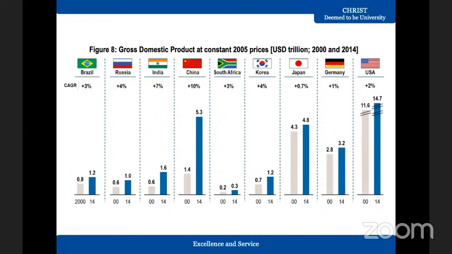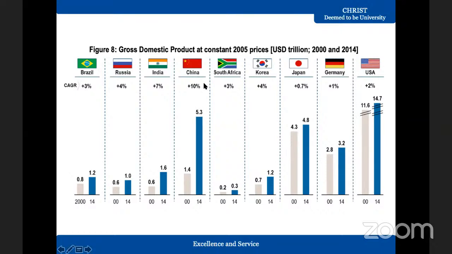So that talks about GDP, gross domestic product, at constant 2005 prices, in terms of US dollar trillions till 2014. When you see the graph on the extreme right, United States of America, they are leading in the globe, right? So when compared with 2000 and 2014, even though they have 14.7%, the difference is only 2%.